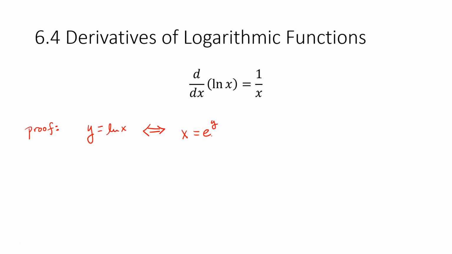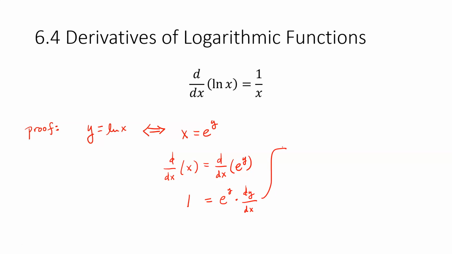And now I can differentiate the two sides of the equations. So we got d dx of x on the left side equals d dx of e to the y on the right side. And now on the left side I'll have 1. On the right side I'll have the derivative of e to the y will be e to the y. And then because we're taking the derivative with respect to x, we'll multiply by dy over dx.